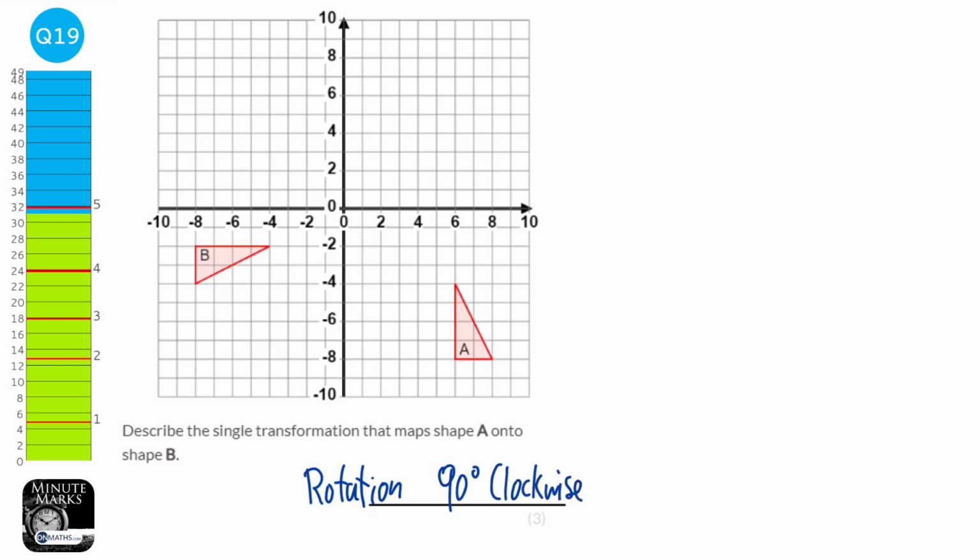And we need to find the center of rotation, so we need to find out where the center of the rotation is. So the way of doing that is just trace out the shape you've got. So trace out A.